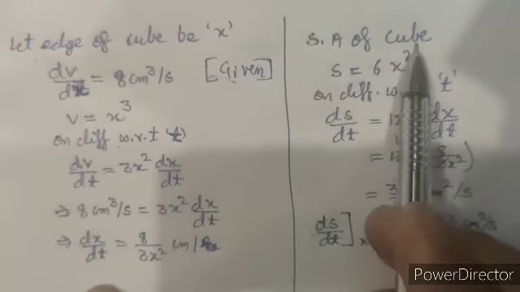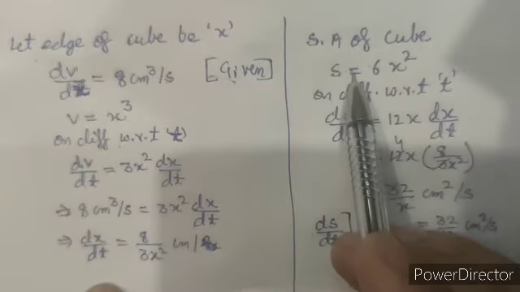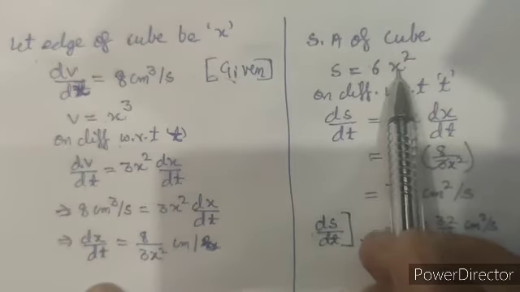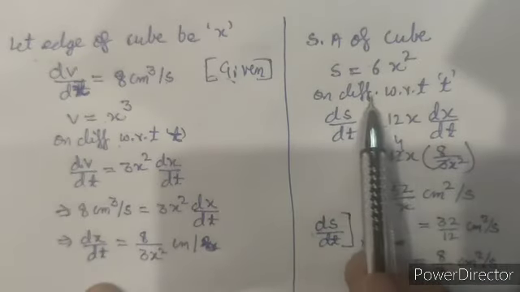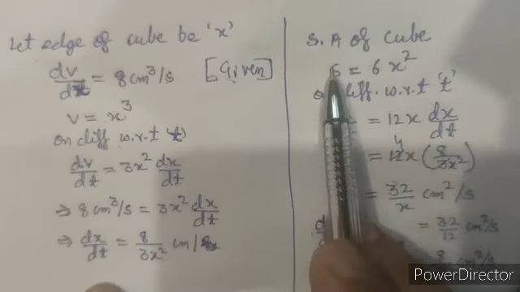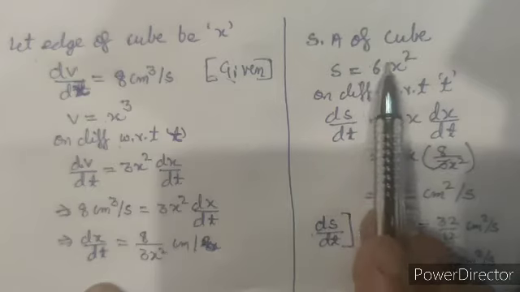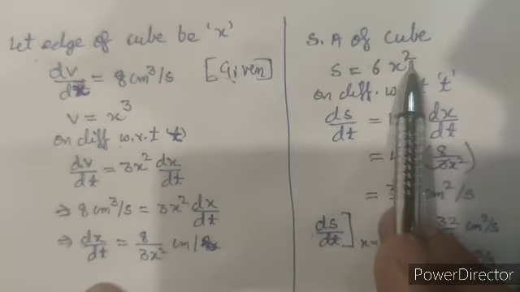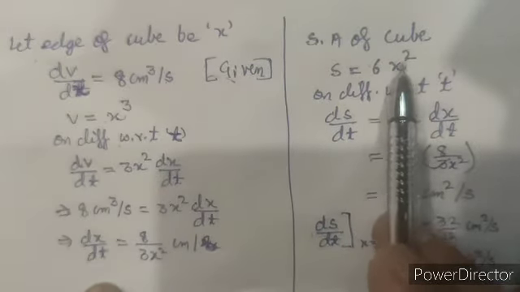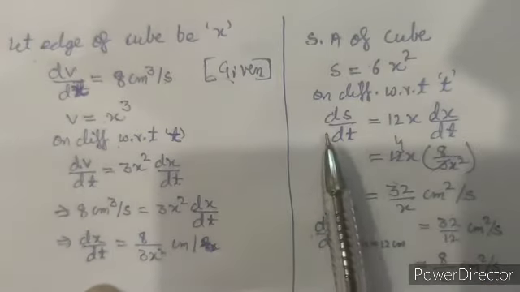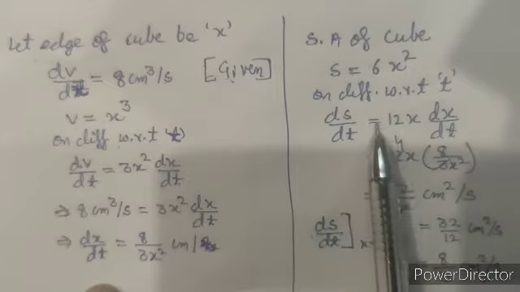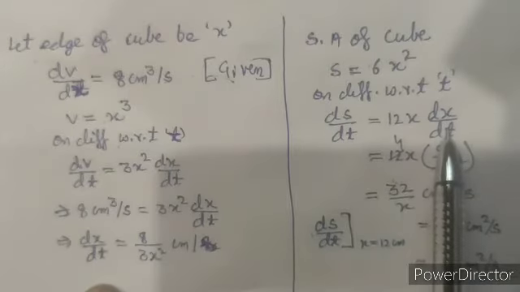Now we have to find rate of increase in surface area. The surface area of cube, that is S, will be given by 6 into edge square. Edge was x, so it will be 6x square. On differentiating with respect to t, we will get dS by dt equal to 6 into d by dt of x square, and d by dt of x square will be equal to 2x dx by dt, and that will give us dS by dt equal to 12x into dx by dt.